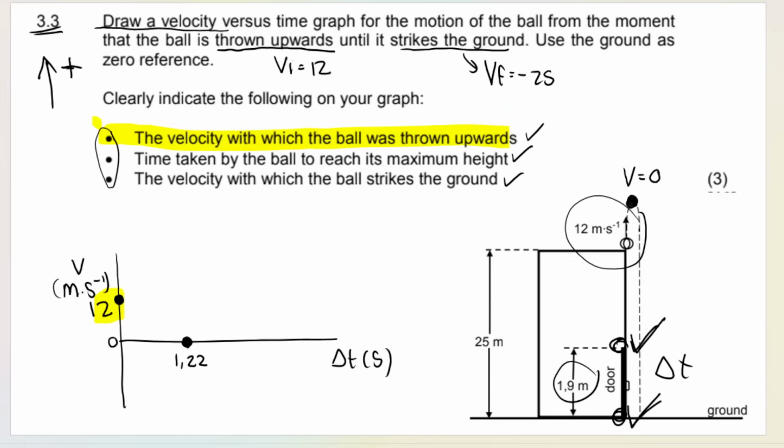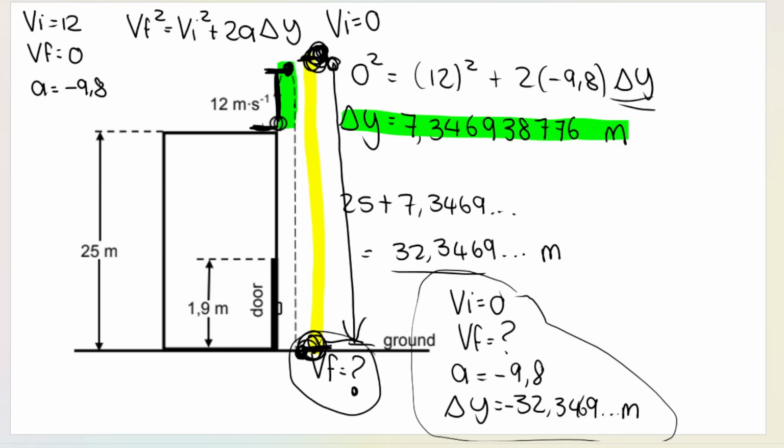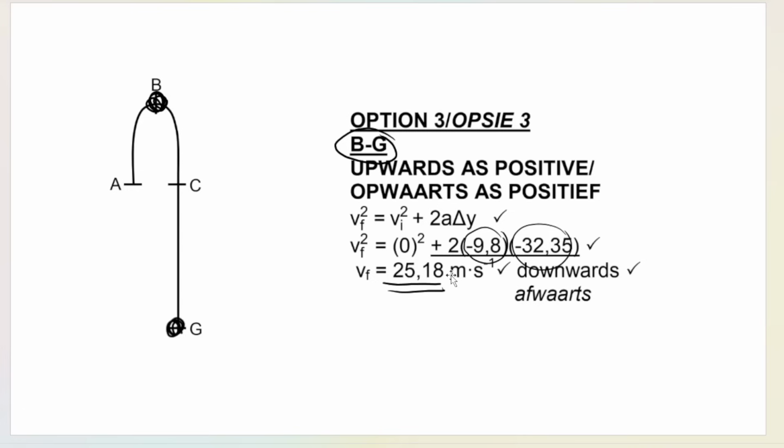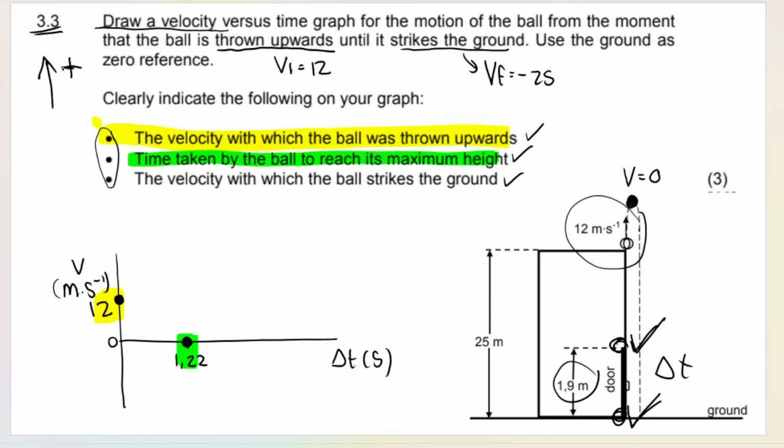So that's the time taken by the ball to reach its maximum height. And then lastly, the velocity with which the ball strikes the ground. That's all you need to indicate for me, and we worked that out quite a while ago. We worked that out over here: 25.18 meters per second down. Remember, I showed you the memo as well. And because we chose up as positive, that is going to be a negative 25.18.